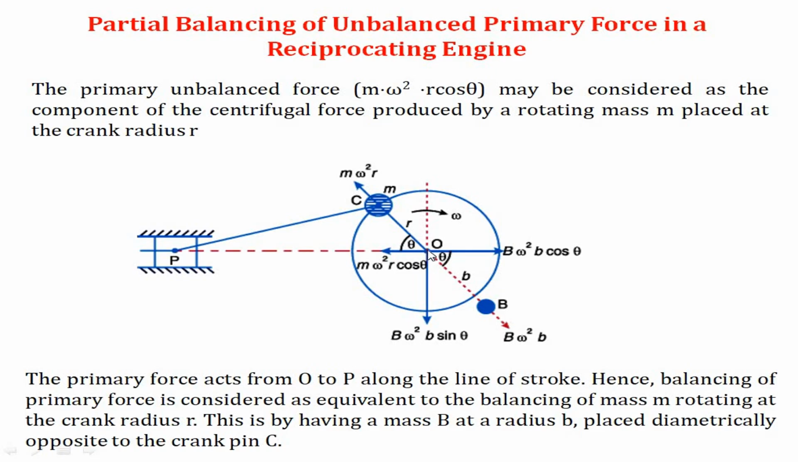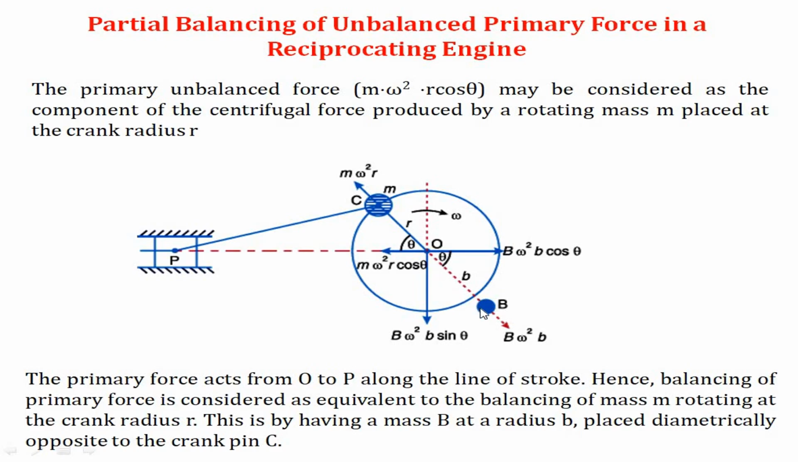So for that, we can introduce one rotating mass capital B over here, which is at radius small b. It is going to rotate at the same speed, so it is going to create B omega square b, which is a centrifugal force, and we are going to get a horizontal component of this particular force, which is going to be B omega square b cos theta. So B omega square b cos theta is going to balance m omega square r cos theta.